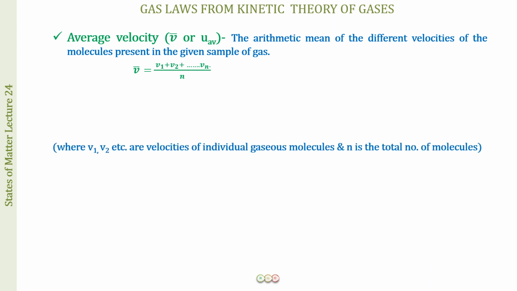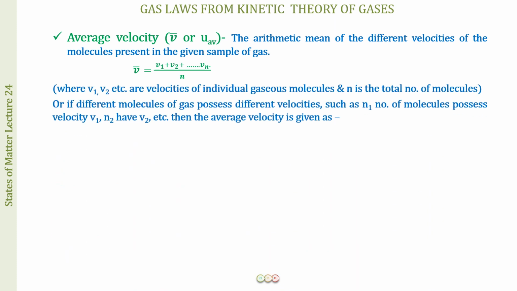Perfectly fine, I hope. So now if we have different molecules of the gas possessing different velocities in such a way that n1 number of molecules possess velocity v1, n2 number of molecules possess velocity v2, and so on, then we can just modify the formula to write an easier way of calculation, that is going to be equal to n1 v1 plus n2 v2, and so on, summing up all of these and then dividing by the n number of molecules to get the average velocity. Now, what you did not learn in the last lecture was that this average velocity can be found out to be equal to under root of 8 RT by pi into the molar mass.